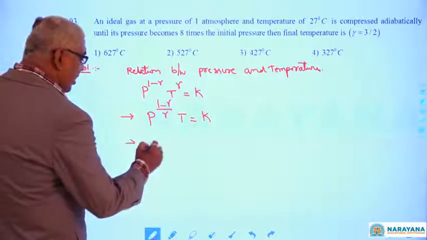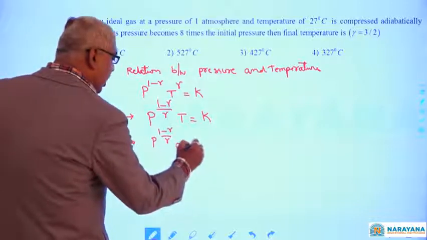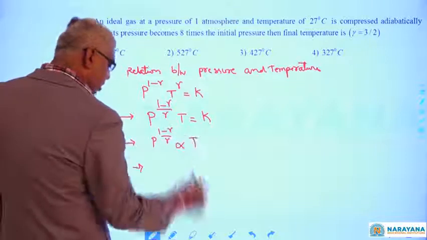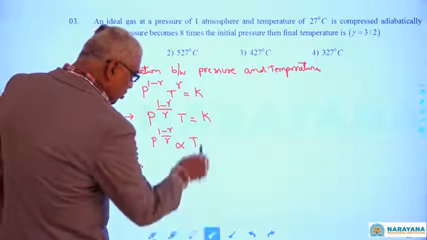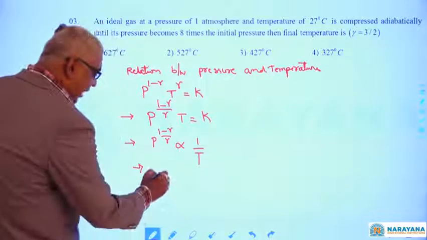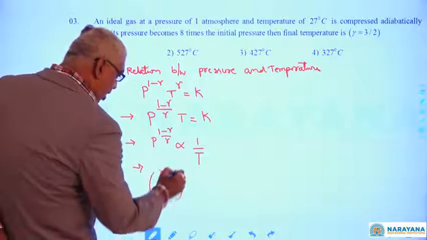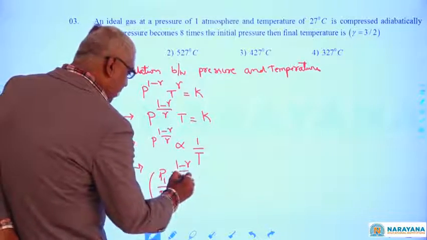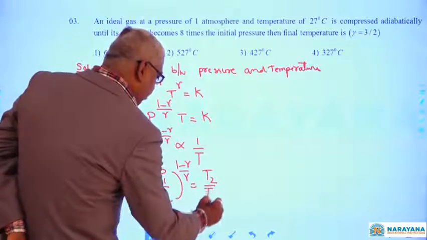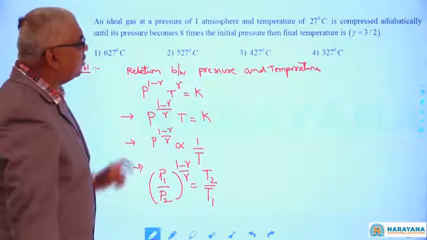Then what I will be writing is P to the power of (1 minus gamma) by gamma proportional to 1 by T. Then I will be writing it as (P1 by P2) whole to the power of (1 minus gamma) by gamma is equal to T2 by T1. You will be getting the result like that, T2 by T1. Substitute the values.